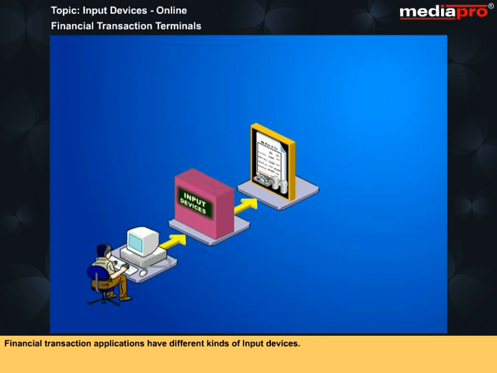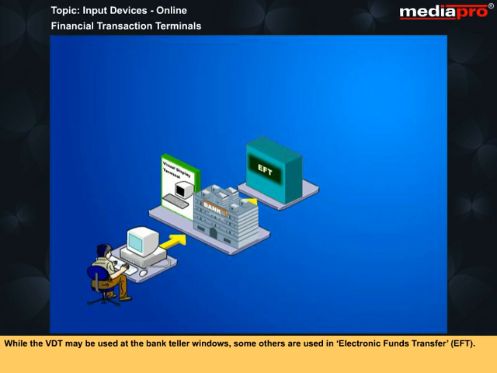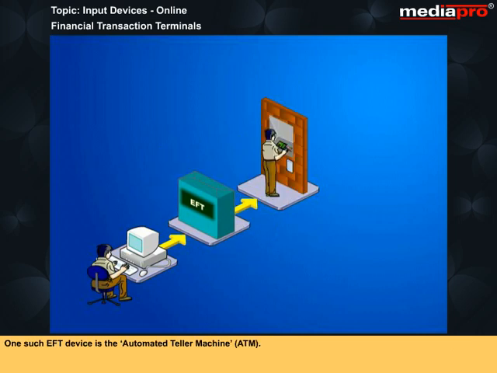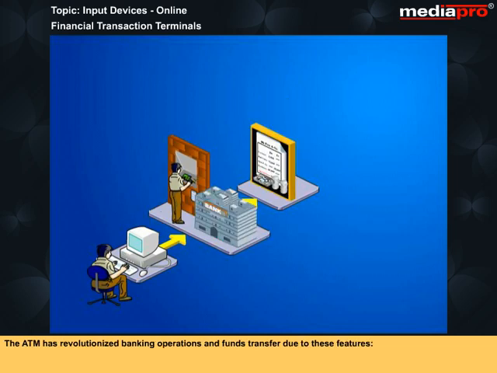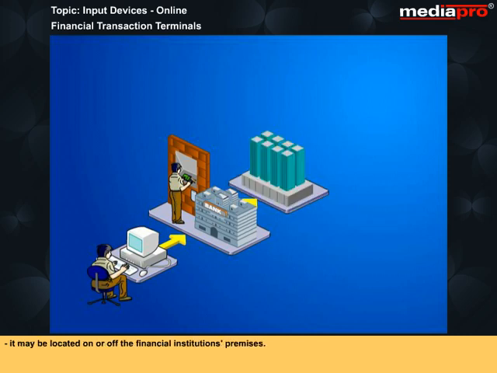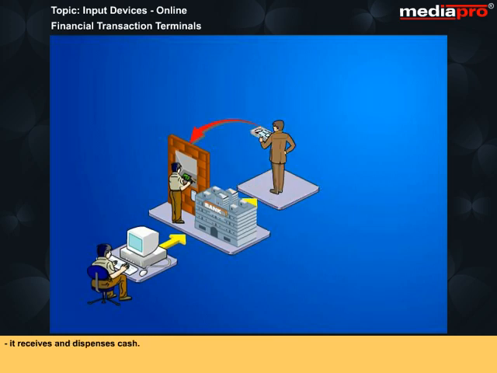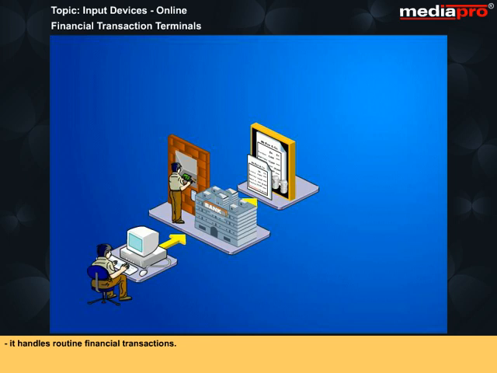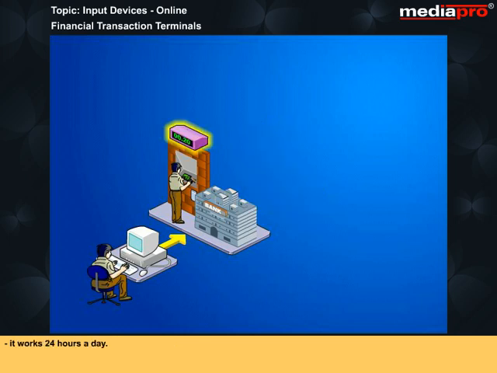Financial transaction applications have different kinds of input devices. While the VDT may be used at the bank teller windows, some others are used in electronic funds transfer or EFT. One such EFT device is the automated teller machine or ATM. The ATM has revolutionized banking operations and funds transfer due to these features. It is an unattended machine. It may be located on or off the financial institution's premises. It receives and dispenses cash. It handles routine financial transactions. It works 24 hours a day.